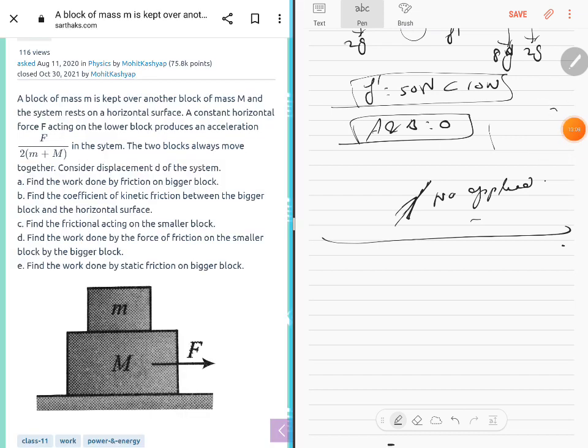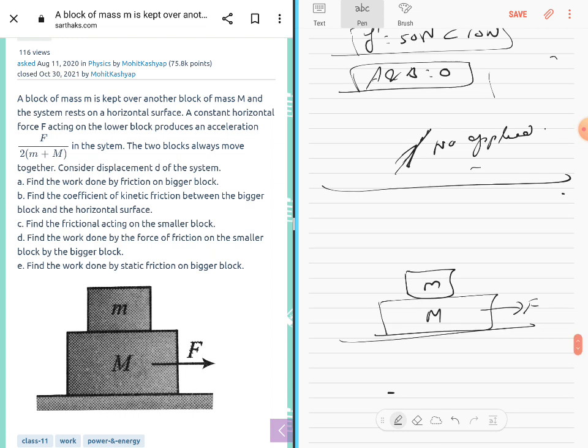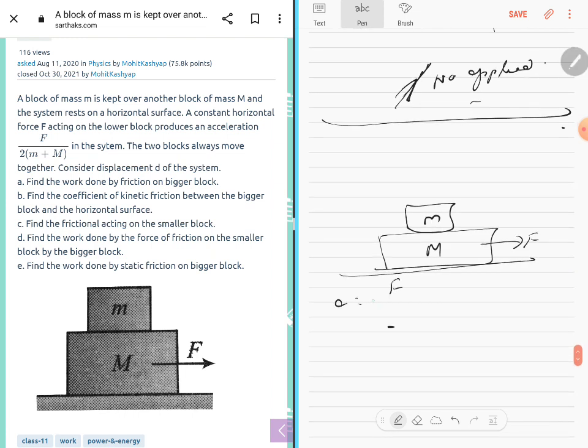So here is a question: a block of mass small m is kept over a larger block of mass capital M, with an applied force. The system rests on a horizontal surface. A constant force F acting on the lower block produces an acceleration a equal to F by 2 into small m plus capital M. In the system, the two blocks always move together. Okay, there is no relative motion.